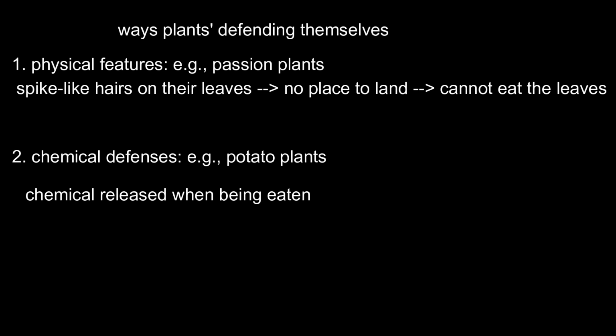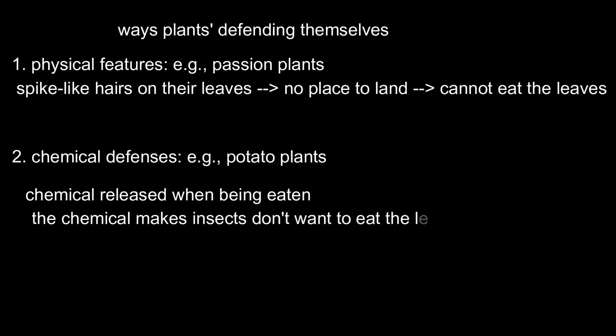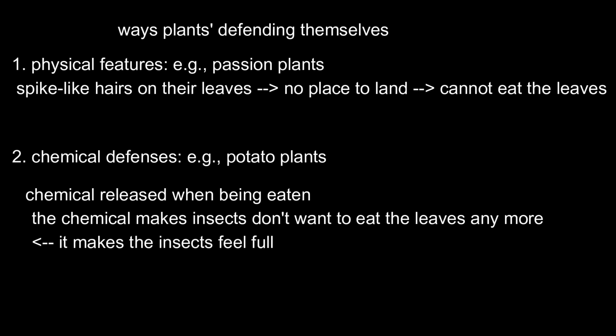The insect swallows this chemical as it eats, and this chemical discourages the insect from wanting to eat any more of the plant. How? Well, the substance makes the insect feel full, like it's already had enough to eat. The insect no longer feels hungry, so it stops eating the plant. So, by emitting this chemical, the potato plant protects itself from insects.